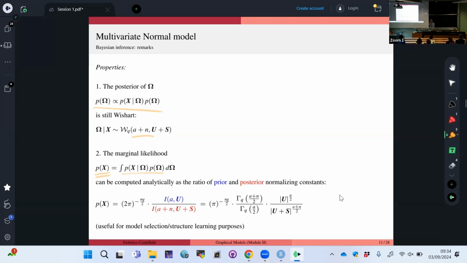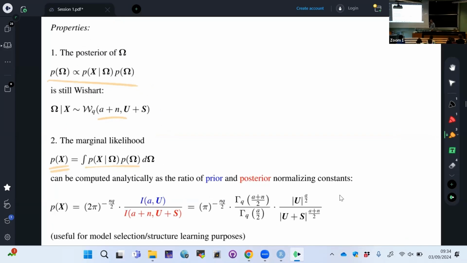We will go back to the marginal likelihood and to the usage of marginal likelihoods to do Bayesian model selection this afternoon. For now, it is enough to recall that when we have Gaussian data, Gaussian likelihoods and Wishart priors, we have these closed form results that will be very useful in the next part.